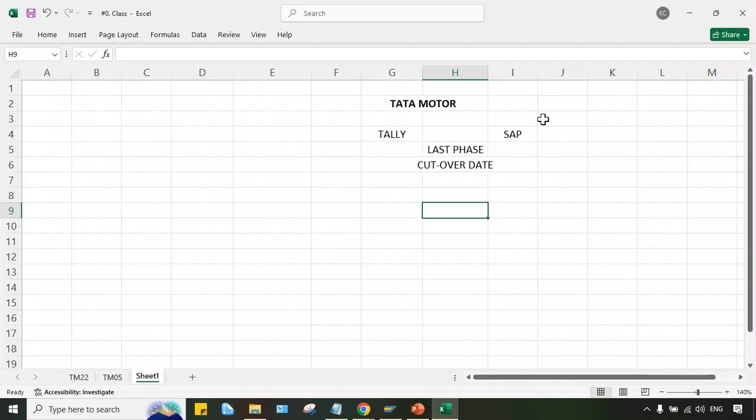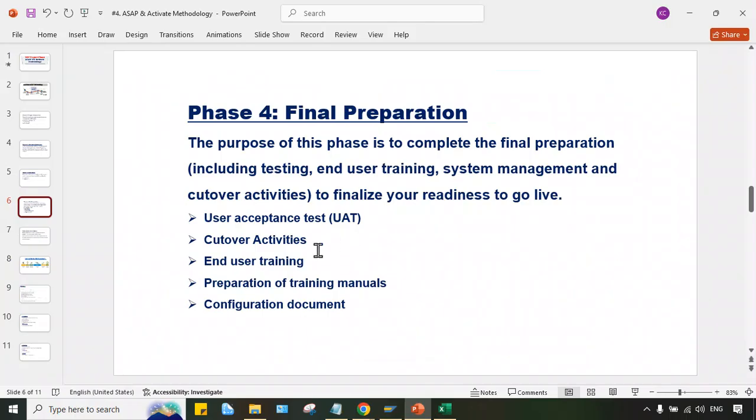So cutover activity is data migration activity, and this data migration activity will take place from a particular date. That date will be called the cutover date. From that date onwards, data migration activity will be started from the legacy system to the SAP system. Okay, so here I have explained this cutover activity.